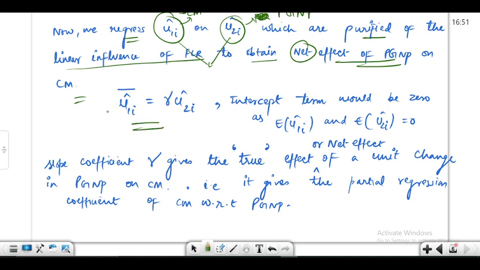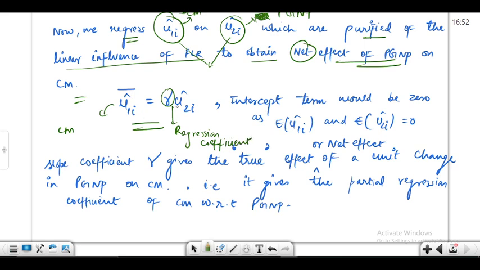So the expected value of my purified CM, the child mortality rate, is basically gamma times my U2I hat. Gamma is the regression coefficient of this regression where I'm regressing U1I hat over U2I hat. In this regression there will not be any intercept term, because we know that the expected value of U1I hat and U2I hat will be 0, because these are error terms, and we have already seen in the assumptions of the model that the error term has 0 expected value.